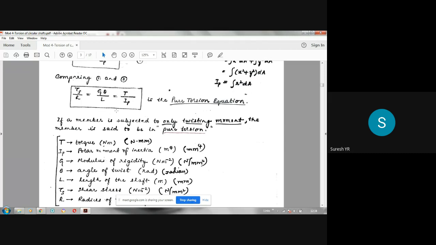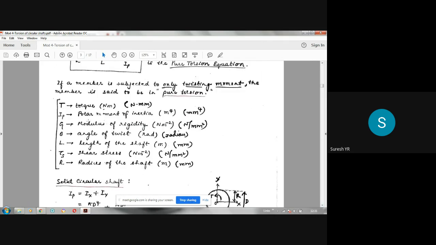Okay. Now let us see the units of all this, because for doing problems, you should be very careful. There are 7 quantities here: 1, 2, 3, 4, 5, 6, 7. In all the problems we will restrict to one unit system. So let us take torque in Newton millimeter, not in Newton meter. Torque will be in Newton millimeter. IP, the polar moment of inertia, is in millimeter power 4, just like your I value, the moment of inertia.